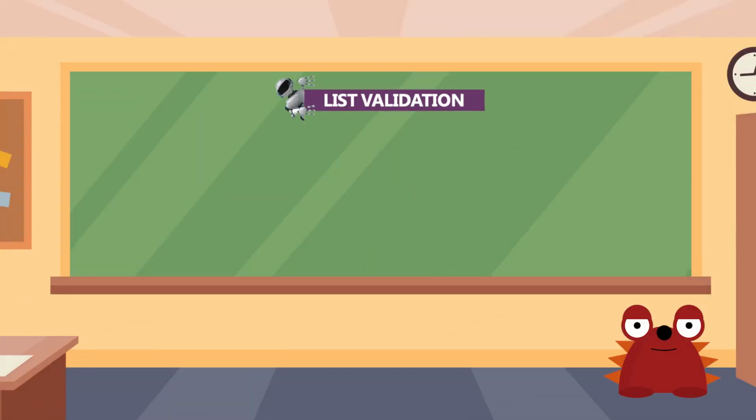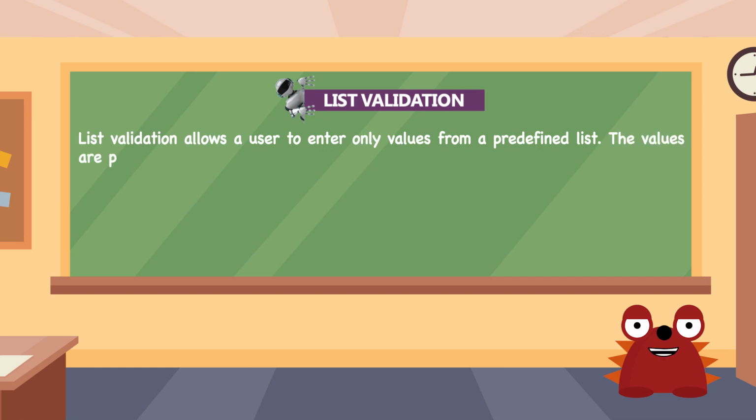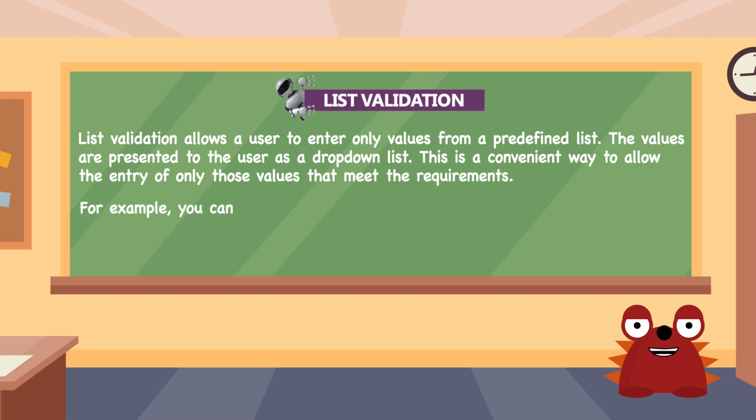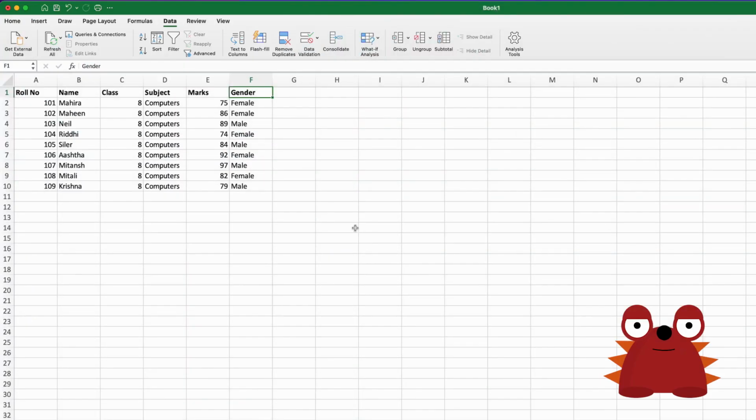Moving on to list validation. List validation allows a user to enter only values from a predefined list. The values are presented to the user as a drop-down list. This is a convenient way to allow the entry of only those values that meet the requirements. For example, you can restrict entries to either male or female in a cell. These are the steps to add list validation.